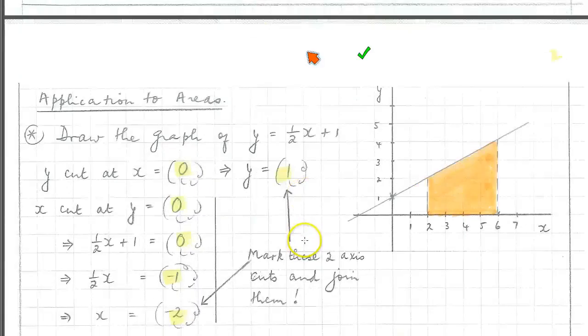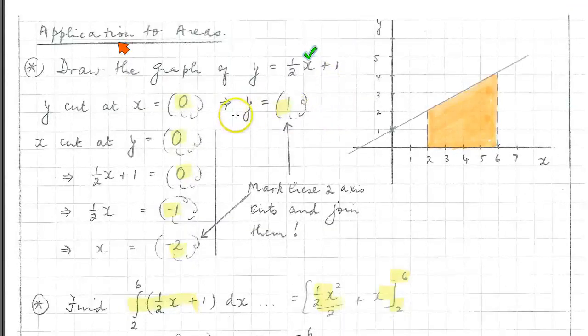Right, let's do an example and see what a definite integral is all about geometrically. I've drawn the graph of y equals a half x plus 1. The y-cut is at x equals 0. If you make x equals 0, you get y equals 1, so you can see I've marked a 1 on the y-axis. The x-cut is at y equals 0. Put y equals 0 in that formula: a half x plus 1 equals 0, half x is minus 1, x is minus 2. I've made a mark at minus 2 and joined up the two points. I have my straight line graph.